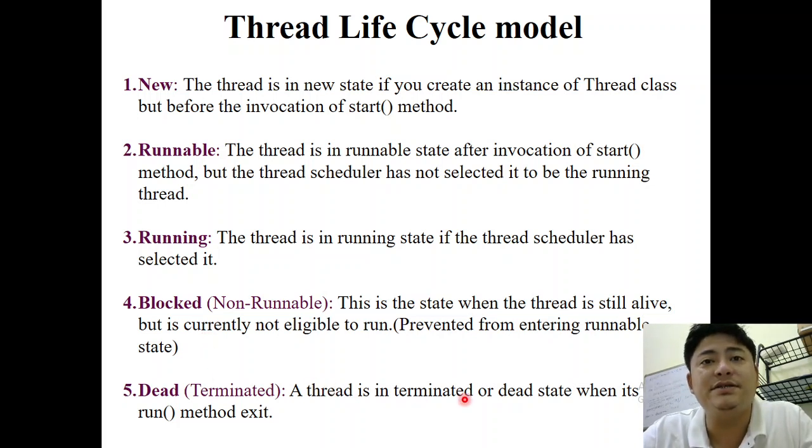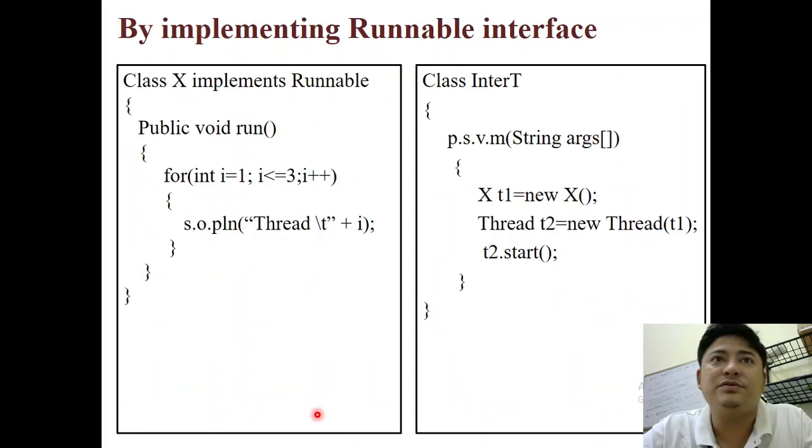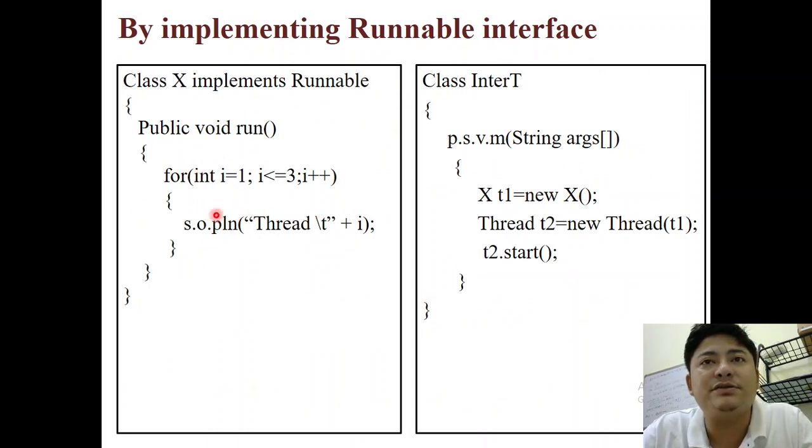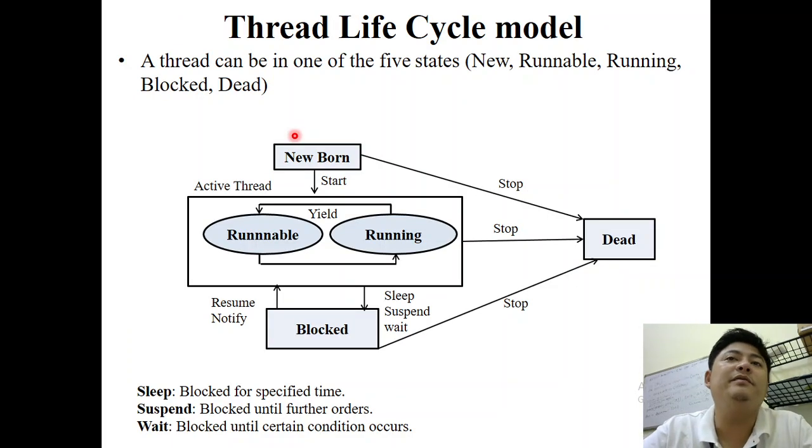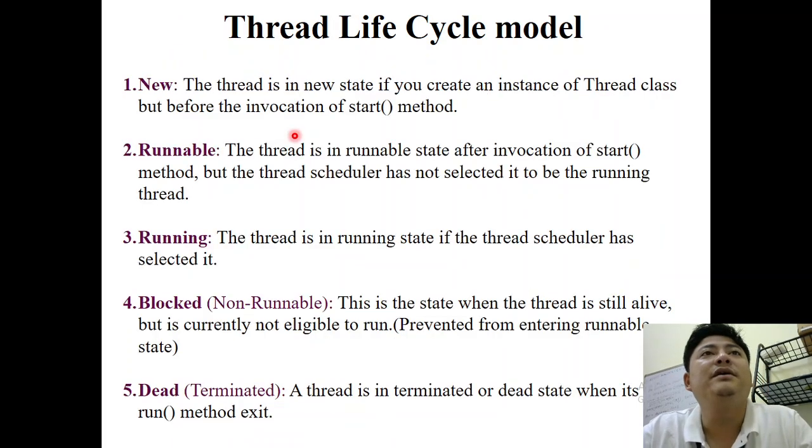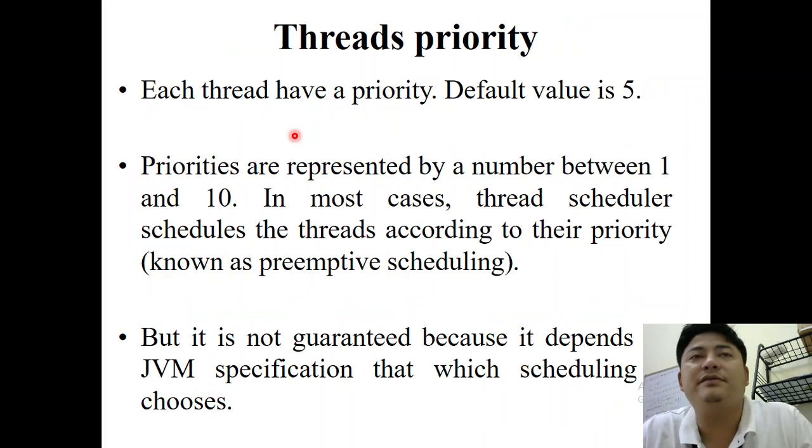A thread is in the dead state when its run method exits. So whatever you want to be executed by the thread, you keep everything in the run method. Once the run method instructions are completed, the thread will enter into the dead state. So those are the different stages of the life cycle that a thread undergoes.